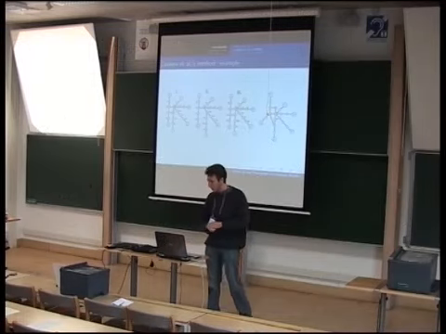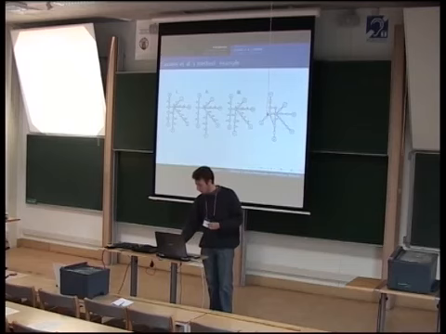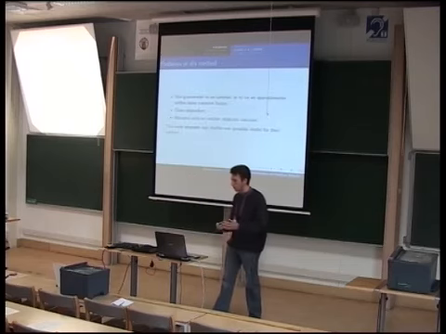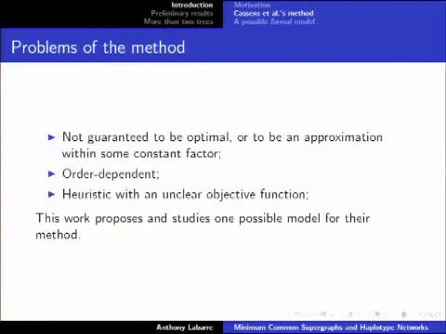So they tested their method on simulated data against the methods I presented on the first slide, and it seemed to perform quite well, but there are a number of problems with that method. In particular, it's more like a heuristic with an unclear objective function, because it's not very clear what they're trying to optimize. Moreover, it is order dependent in that the quality of the solution will depend on the order in which you assign those red labels on the trees.